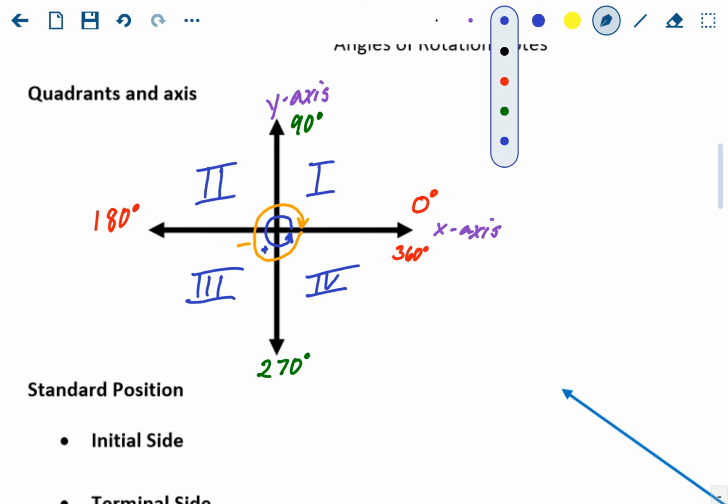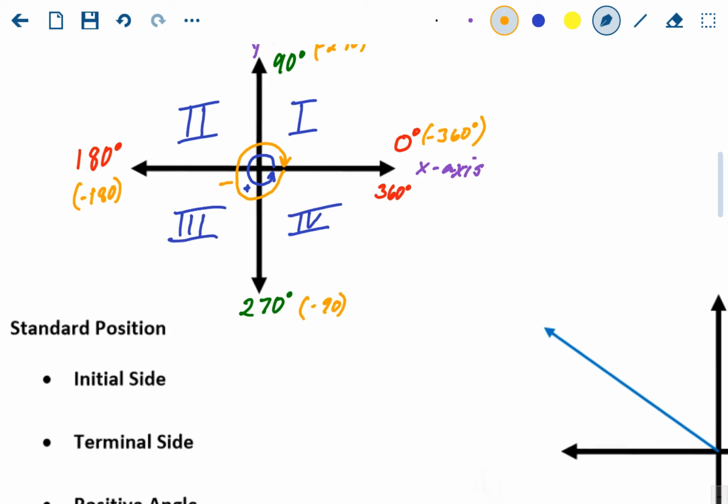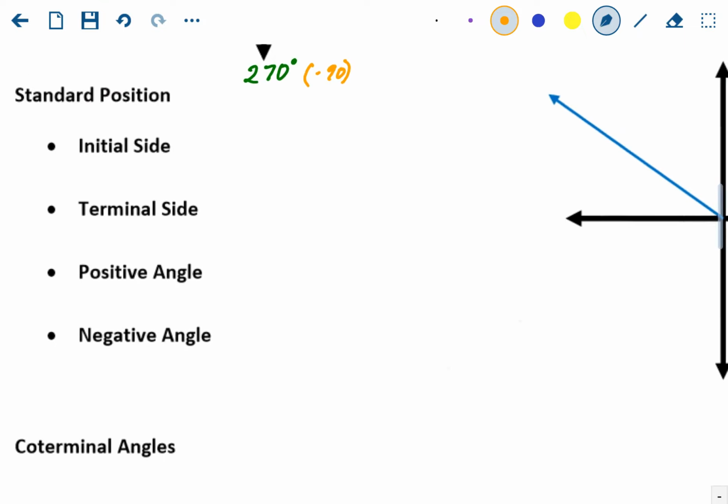Now we normally go counterclockwise. You could also go clockwise. Clockwise is negative angles. So starting at 0, going the opposite way, you got negative 90 is the same as 270. Negative 180 and positive 180 are the same. Negative 270 is the same as 90 degrees. And then negative 360 is the same as 0, which is the same as 360.